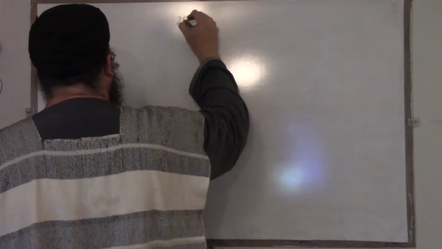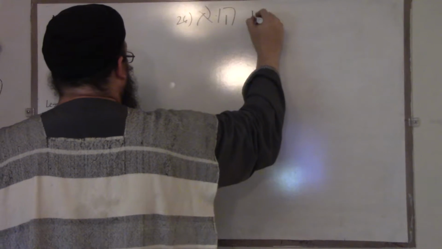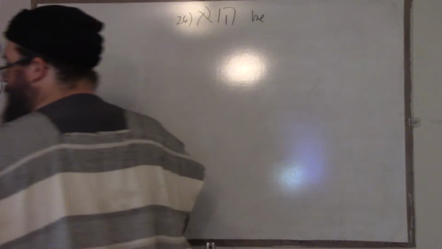So number 26, we have the word hu, which is the word for he in Hebrew.